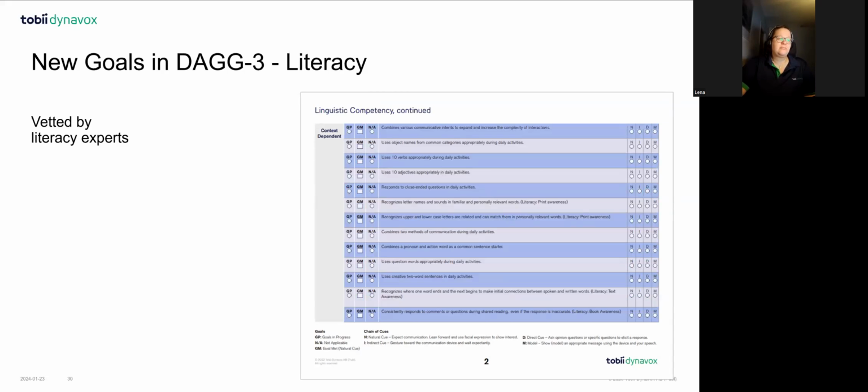The literacy. We recognize the importance of literacy to those using AAC. And some additional literacy goals have been added to each communication ability level under the linguistic competency with specific literacy skills in parentheses. For example, for the context-dependent user, we would add something like consistently responds to comments or questions during shared reading, even if the response is inaccurate, something that represents the interest of a user.